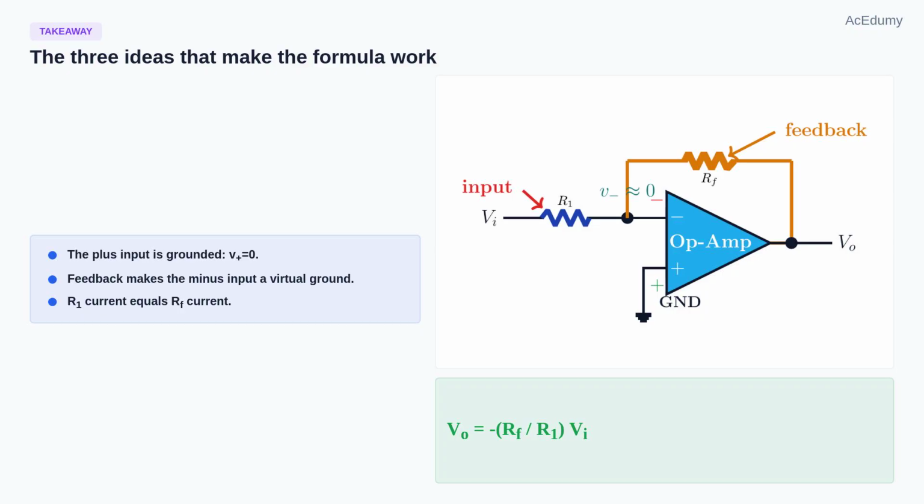The inverting op-amp is one of the most important op-amp patterns. Read it with 3 ideas. First, the plus input is grounded. Second, negative feedback makes the minus node a virtual ground. Third, because op-amp input current is 0, the current through R1 must continue through RF. From those 3 ideas, the formula follows naturally. V output equals negative RF over R1 times V input. For this example, the gain is negative 2 and the output is negative 10 volts for a 5-volt input.